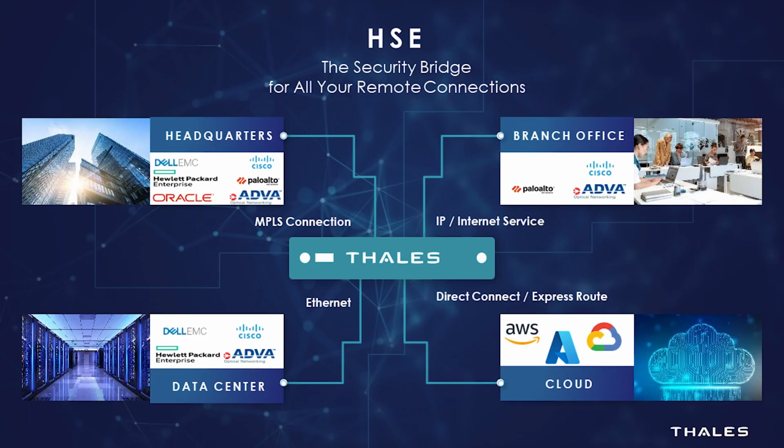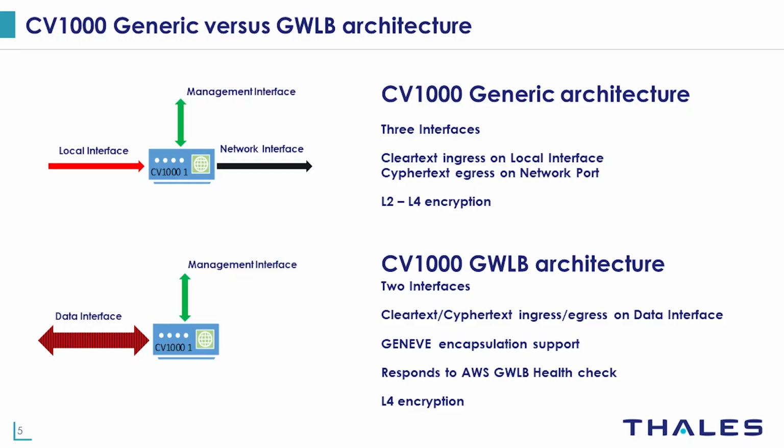Now understanding the value of the HSE, it's important to know where it can be deployed. So essentially anywhere. It could be a headquarters, branch office, data center, cloud. The connection could be MPLS, IP, could be SD-WAN, could be cloud to cloud, could be direct connect, express route. Today is an example of the CV1000 generic architecture. It has 3 individual NICs, one for local, one for network, one for management.